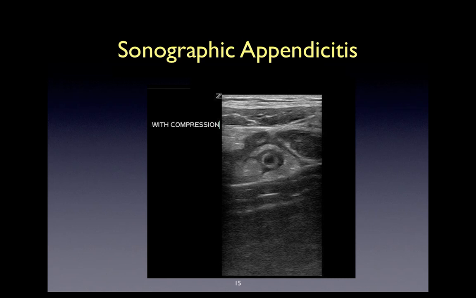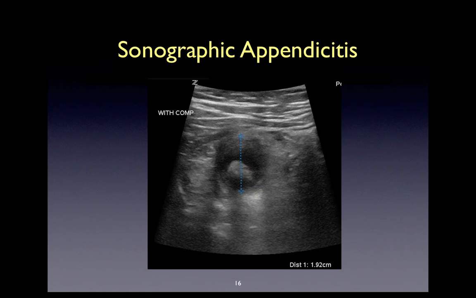What I'd like you to take note of in this picture is that in addition to having a targetoid structure, there's this plump periappendiceal fat surrounding the appendix. What the sonographer is also demonstrating here is that even with compression, the appendix doesn't change its shape. And this will allow you to identify the appendix and distinguish it from surrounding bowel, which under the effect of pressure will actually collapse upon itself. And the appendix, even with pressure applied, will maintain its targetoid structure.